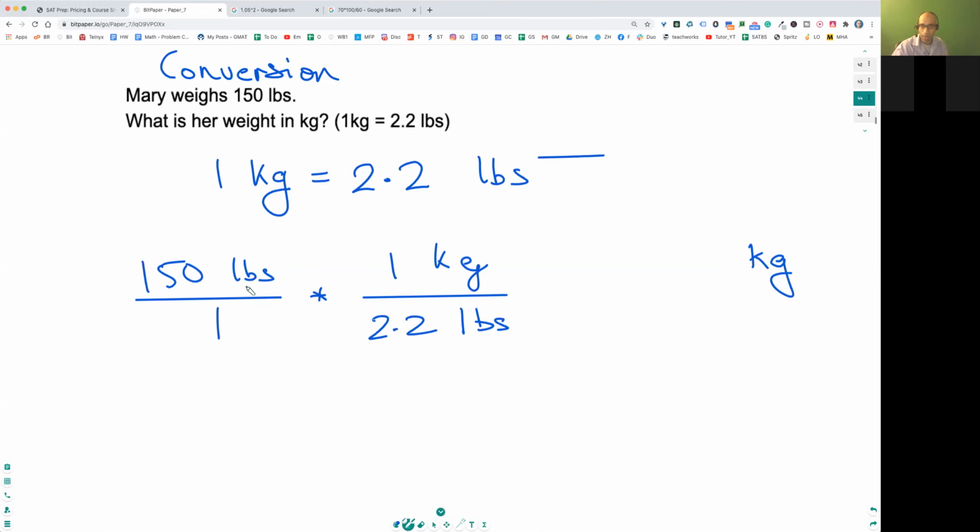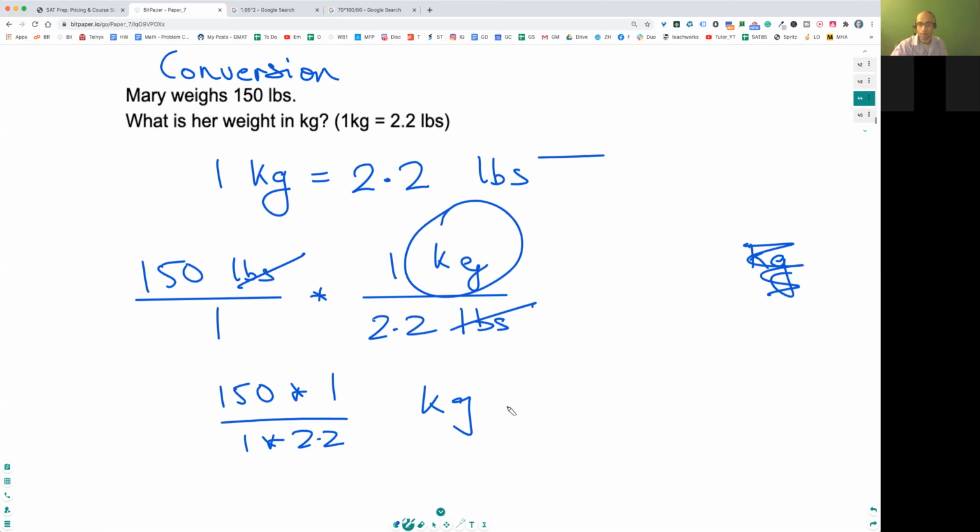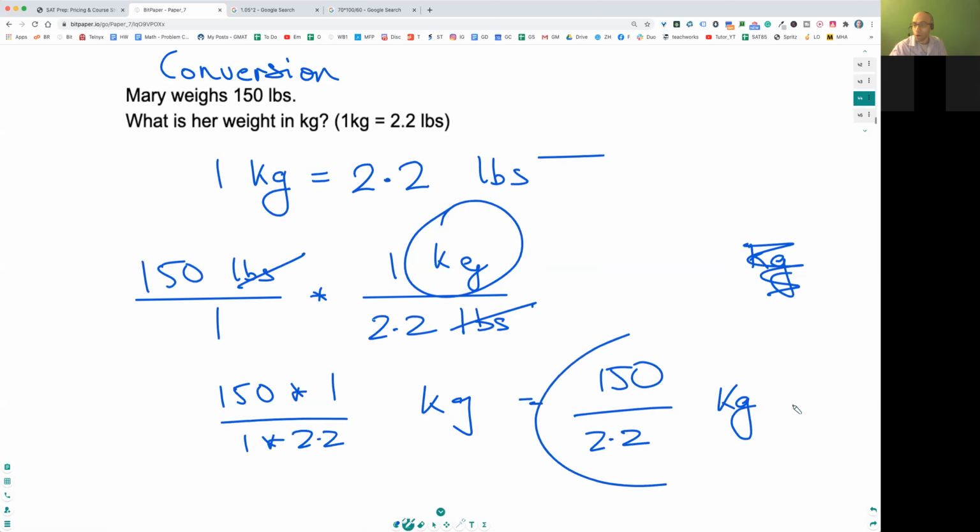Okay, and then what happens? This cancels out, and then you're left with 150 times 1 over 1.1 times 2.2 kilograms, right? This kilogram automatically appeared over here, and there you go. And then you can simplify it. Of course, I know many of you, pretty much all of you, know this method, right?